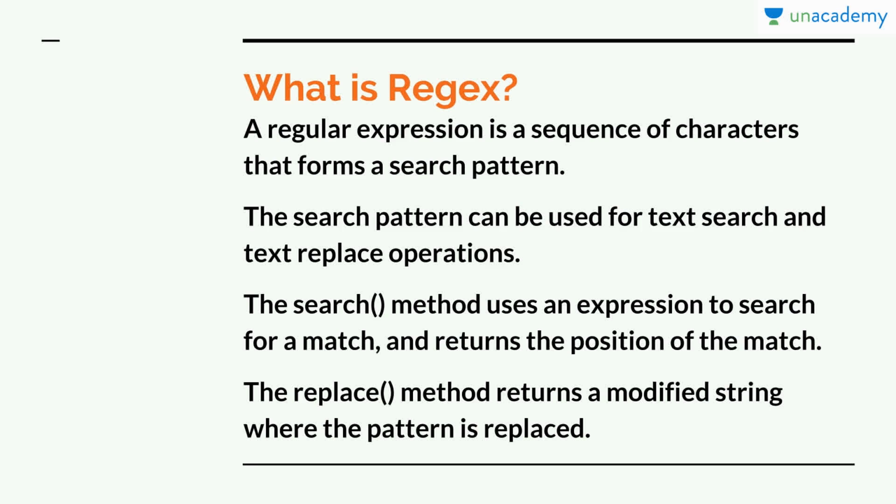The search pattern can be used for text search and text replace operations. We can use the search pattern for searching the text, and we can also replace that text. The search method uses an expression to search for a match and returns the position of the match. So we get the position where the element or pattern that we want to find is present.